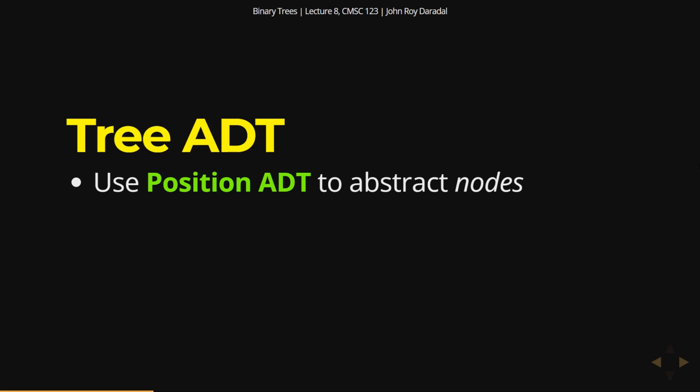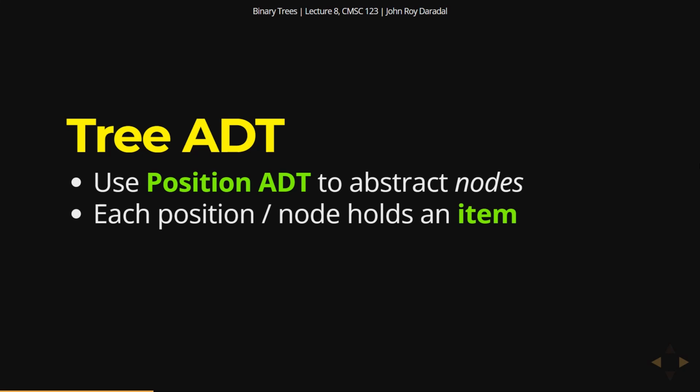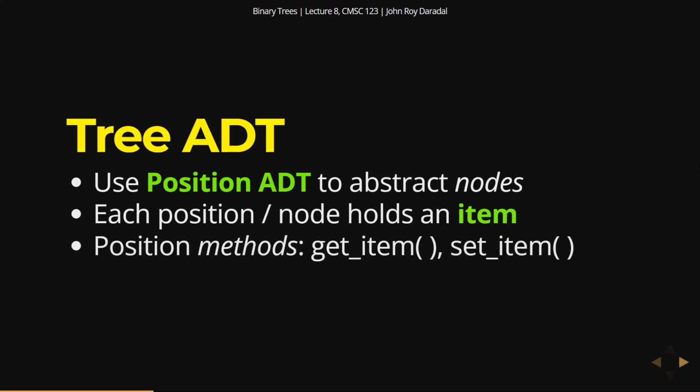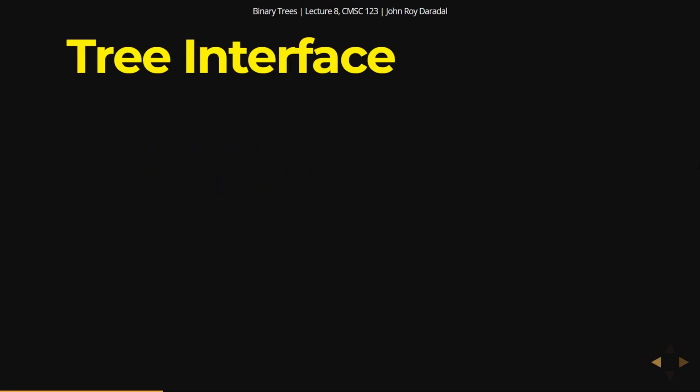Positions for abstraction. And then each position will hold an item, okay? So only one item per position. And as usual, the position methods are get item and set item. So the getter and setter for the one property, which is the item. Okay. Now for the interface of the tree itself, you have the following methods.